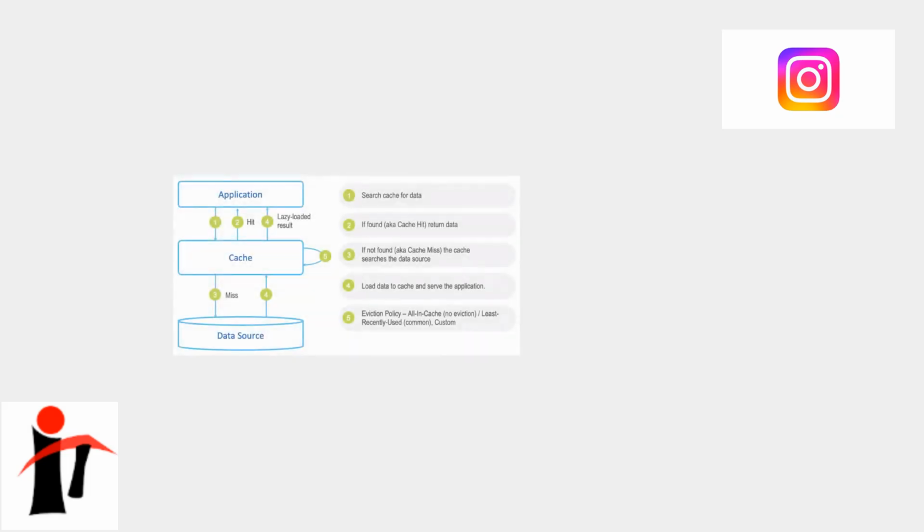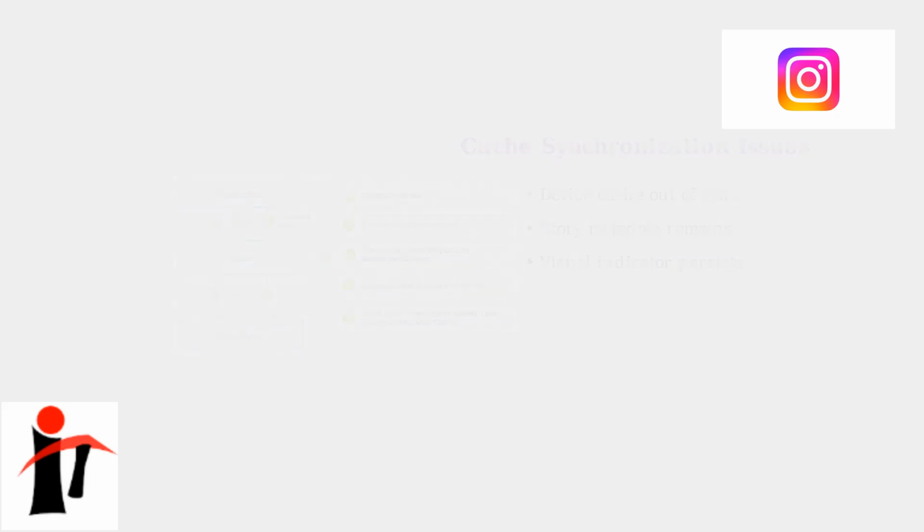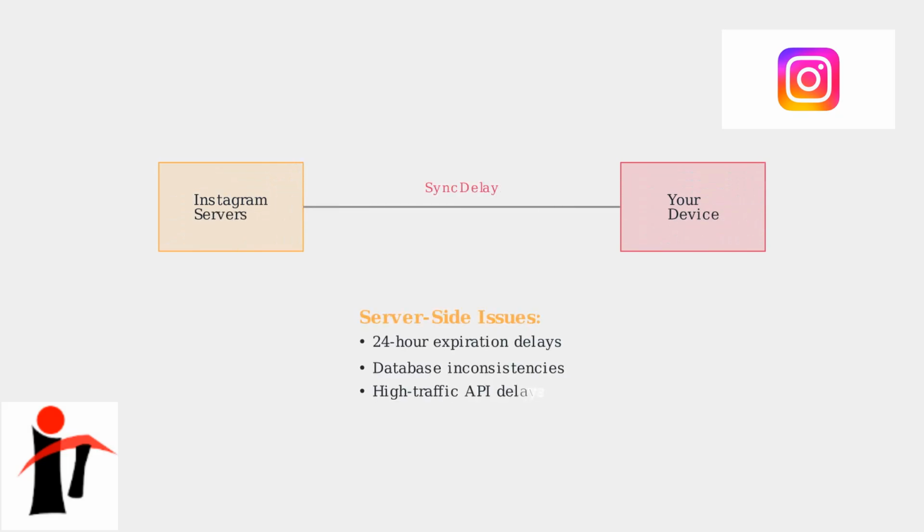The root cause of this glitch lies in cache synchronization problems. Your device stores temporary files that can become out of sync with Instagram's servers. When a story expires, the visual indicator doesn't always update immediately. Server-side processing delays also contribute to this issue.